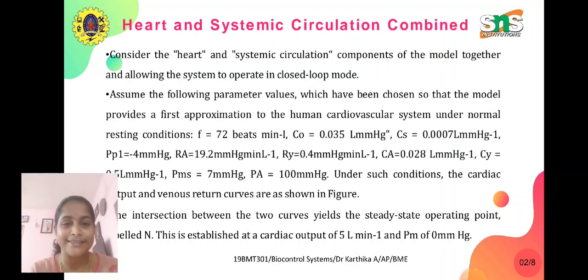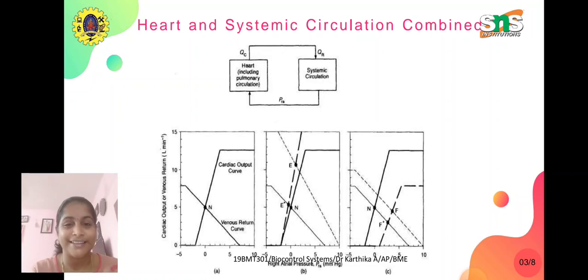What is this N? In the previous slide we discussed that the intersection between the two curves yields the steady state operating point, which is labeled as N. See, the intersection of the two curves is N.